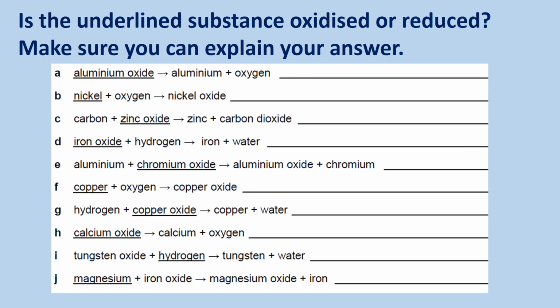So A to J, jot them on a piece of paper. And is the underlying substance in the equation oxidized or reduced? So you're just literally writing oxidized or reduced by each one. Pause. Come back when you're done.